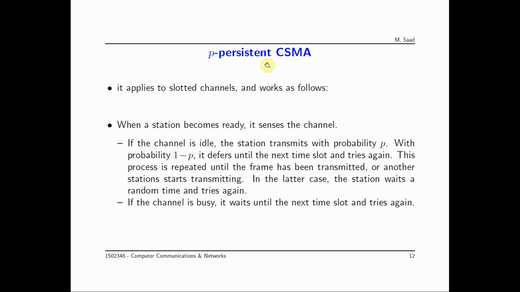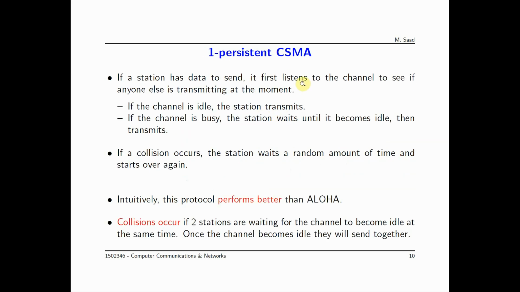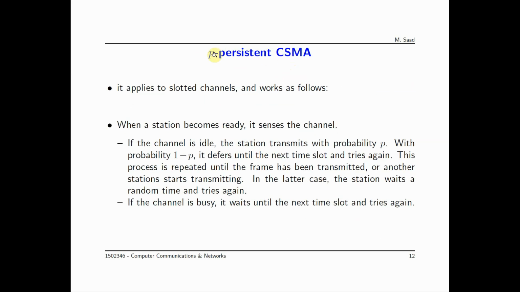Now, how does P-persistent CSMA work? When a station has a frame to send, it senses the channel. As you have noticed, in all three CSMA protocols, we always start with sensing the channel, and this is the main difference between CSMA, regardless of which kind of CSMA, and Aloha. In Aloha, if we have a frame to send, we just send. So going back to P-persistent CSMA, if a station becomes ready, in other words, if a station has a frame that it needs to transmit, it will sense the channel.